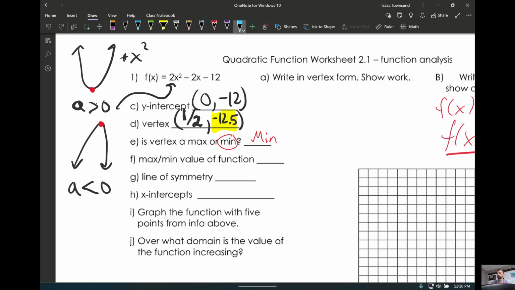Now, if you want to know what the maximum value is, or the minimum value, well, that's right here. That's what the vertex is telling you. It's telling you when it occurs and what its value is. This guy goes down as far as negative 12.5.